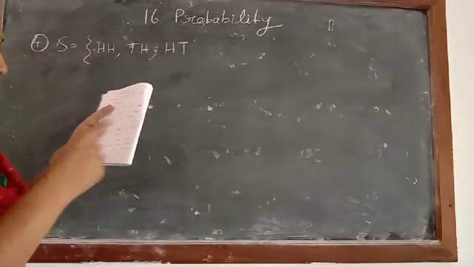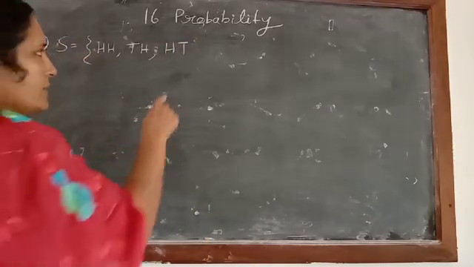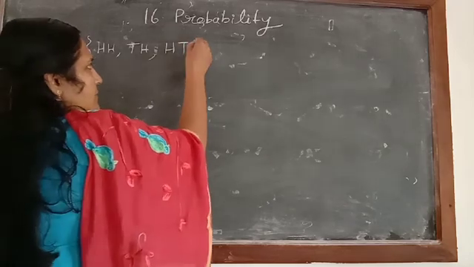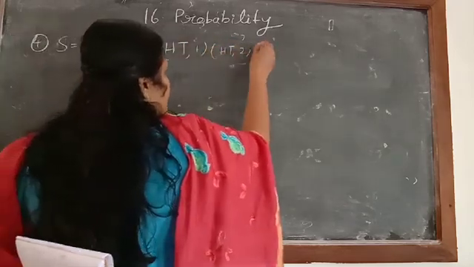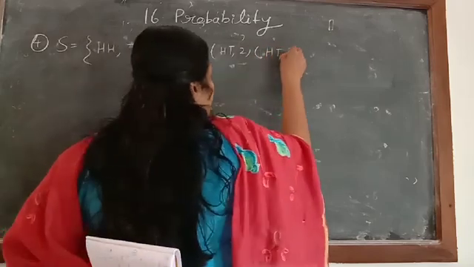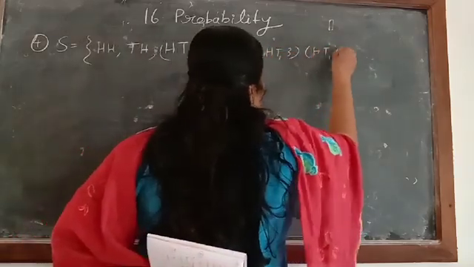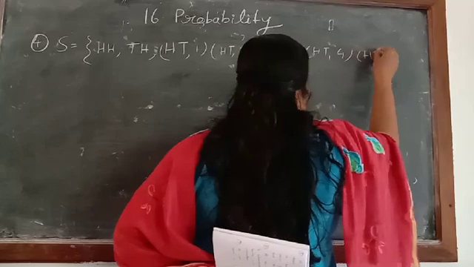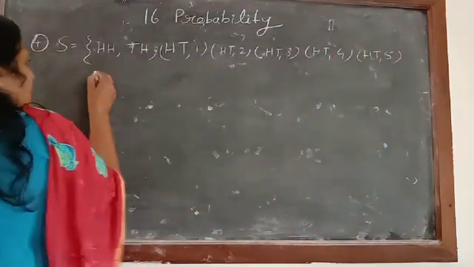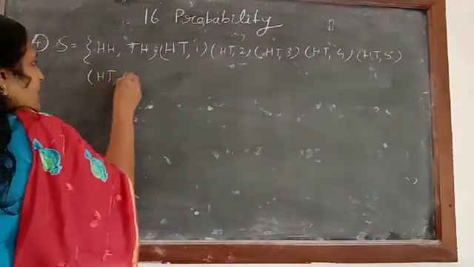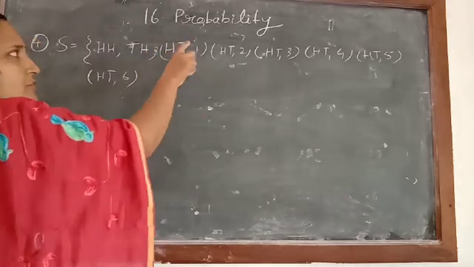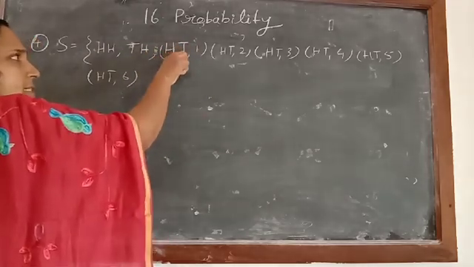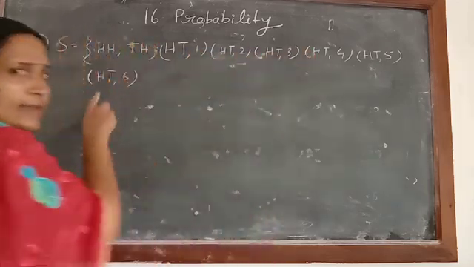Then what we have to do? We have to throw a die. So with this, what can be the possibilities? It can be HT1, HT2, HT3, HT4, HT5, or it can be HT6. If the second throw is a tail, then you have to throw a die. So with this tail, all possibilities can come.